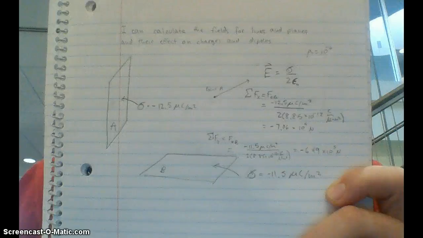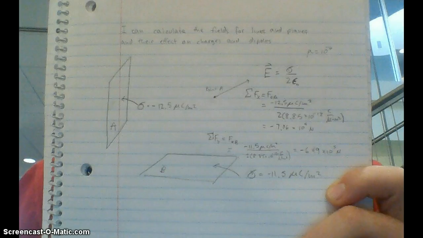So this is a screencast answering the standard: I can calculate the fields for lines and planes and their effect on charges and dipoles. I didn't do a problem from the book because I just had to address the solving issue. So I just drew this arbitrary situation, similar to the one that I did for the very first screencast.